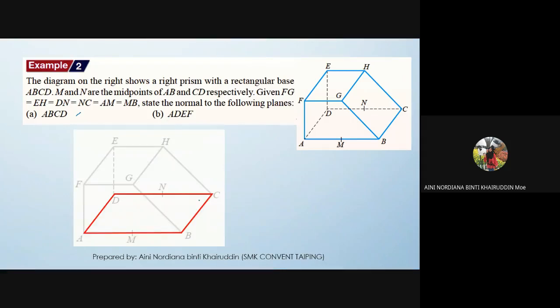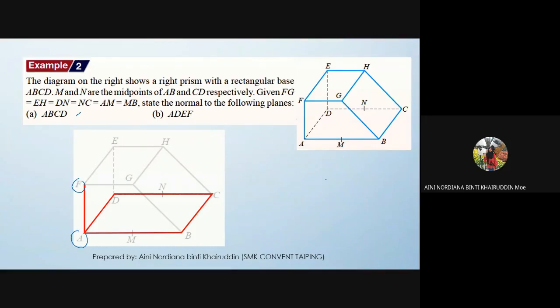Okay, have a look at this example 2. The diagram on the right shows a right prism with rectangular base ABCD. M and N are the midpoints of AB and CD respectively. Given FG equals EH equals DN equals NC equals AM equals MB. State the normal to the following plane. First one, ABCD. So ABCD, this horizontal plane. So the normal to the plane is FA.